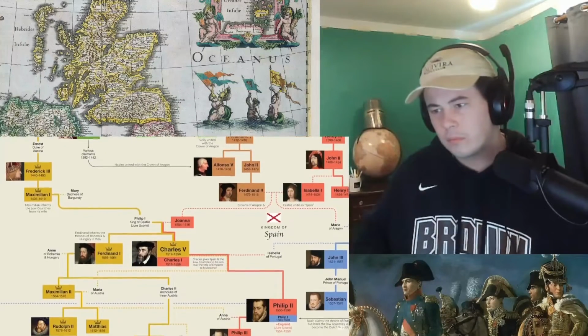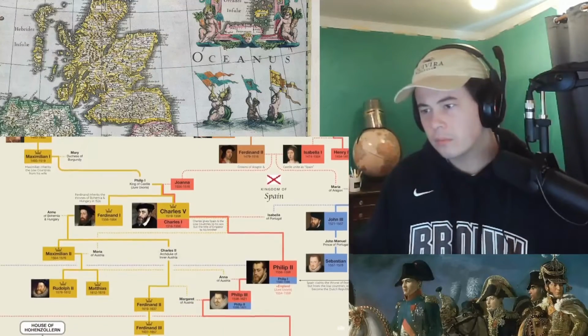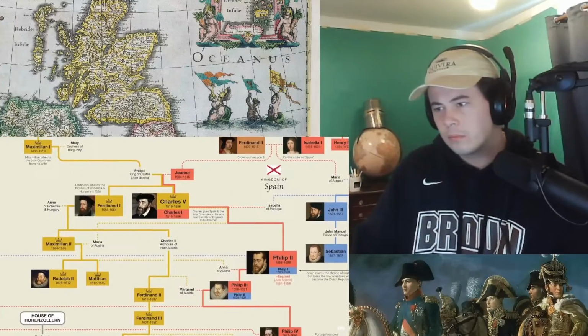Now, near the end of his life, he made a wise decision. He decided to split his lands, giving Austria and the title of Emperor.